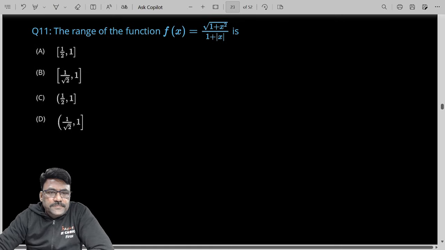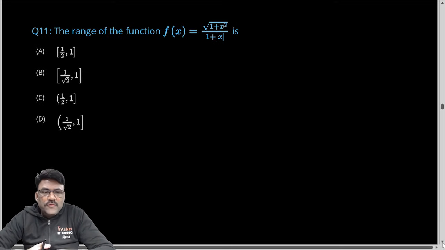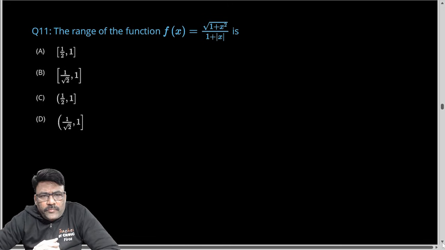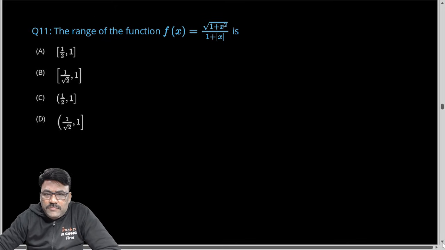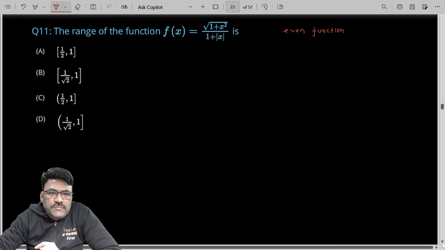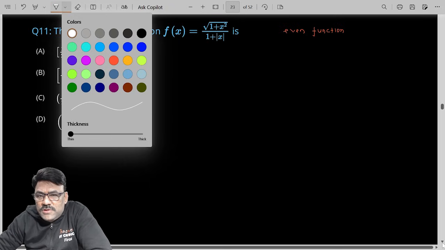Let's see this question. We have to find the range of this function. And you can clearly see that this is an even function. Why even function? Because if I replace x with minus x here, there is no change in the function.